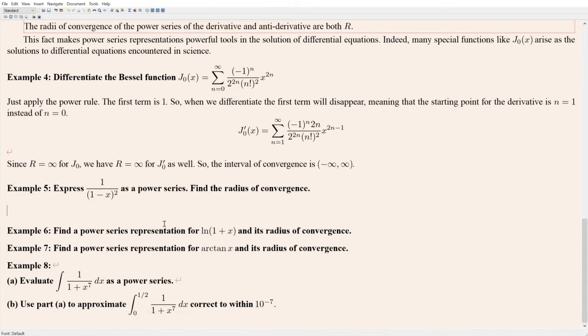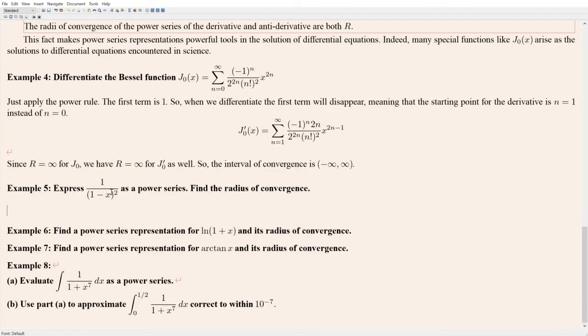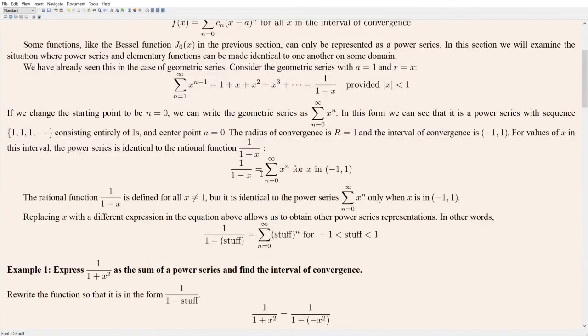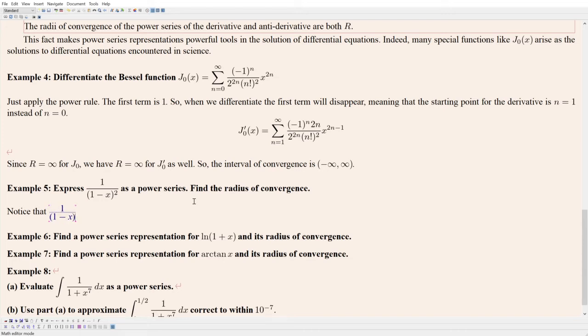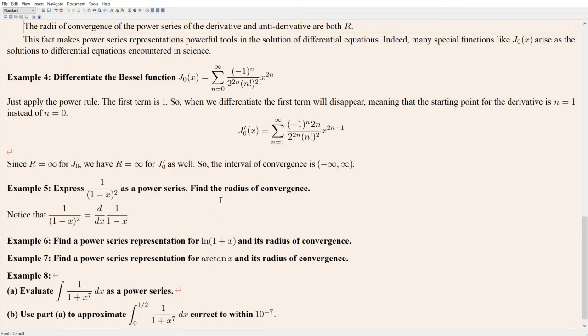Express this as a power series. So, coming so soon after the statement about derivatives and antiderivatives, you would think that this has something to do with differentiation. And indeed it does, because this is the derivative of 1 over 1 minus x. And 1 over 1 minus x is just the ordinary power series. So notice that this is the derivative of 1 over 1 minus x. So to get the power series representation of this, we just need the power series representation of 1 over 1 minus x, and then differentiate it.